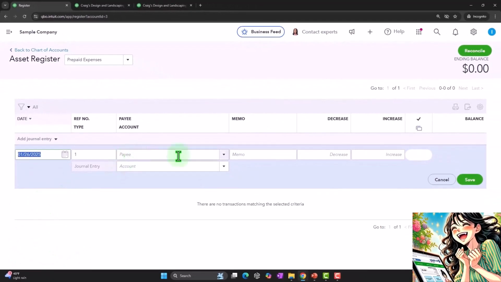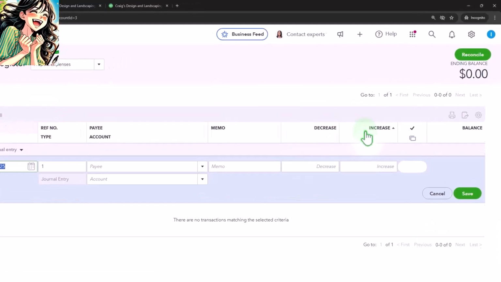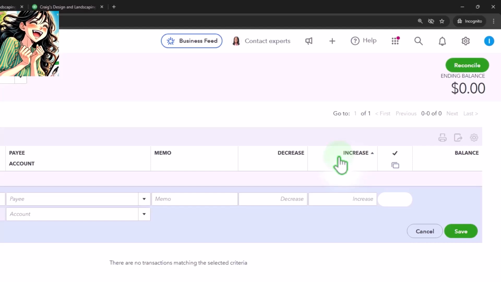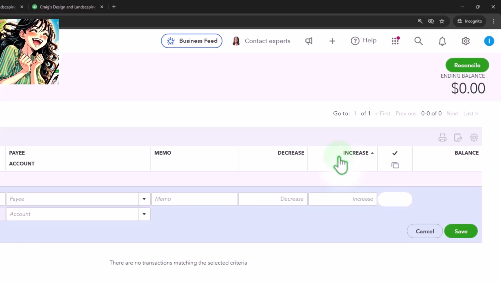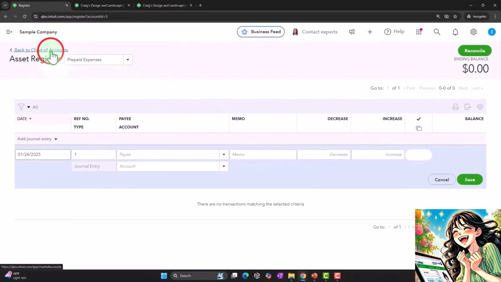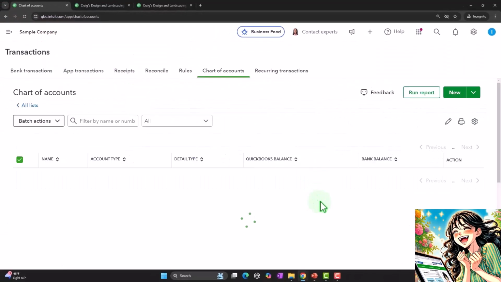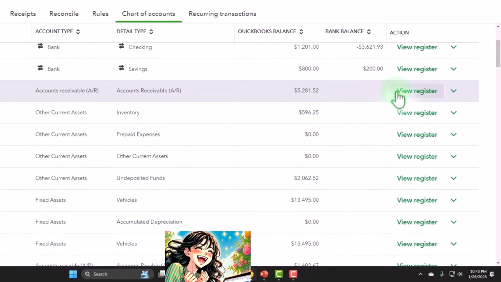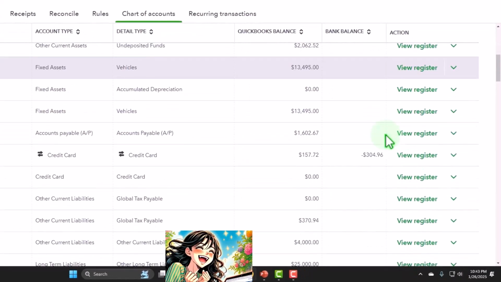But now I can look at it in terms of increases and decreases instead of in the form of debits and credits. It'll still create a journal entry, but I can see it in terms of increases and decreases. So that's what those registers might be appropriate for. They're not just in the checking account. They're there for any balance sheet account. They're not there for income statement accounts.